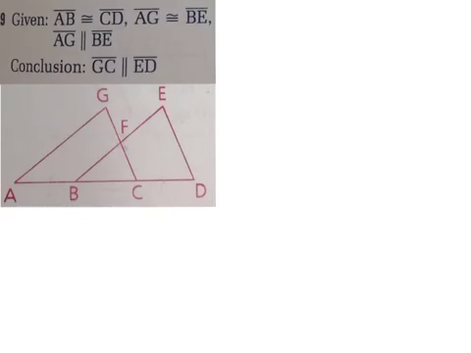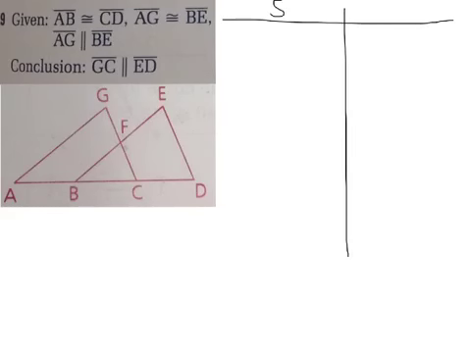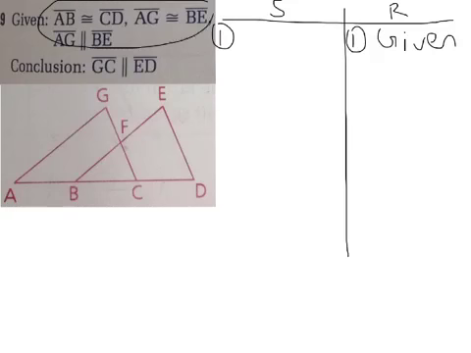Alright, so we're going to start with page 264, number 9. It's our proof from the book for the review. So I've got the setup for my proof. I've got my given. And let's label our diagram.